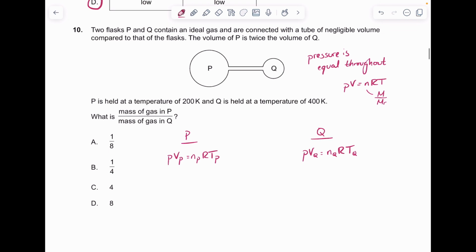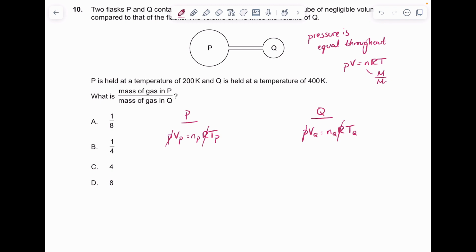Let's put some numbers in. We've got some values in terms of volume of P is twice that of Q, and we've got some temperature values. Hopefully you can see that when I come to do a division, I'm going to lose pressure and the gas constant because they're constant within each. So let's get rid of those and make this a little bit easier to work with. So the volume of P is twice the volume of Q, and the temperature in P is 200 Kelvin. And the volume of Q is just the volume of Q, and the temperature of Q is 400 Kelvin.